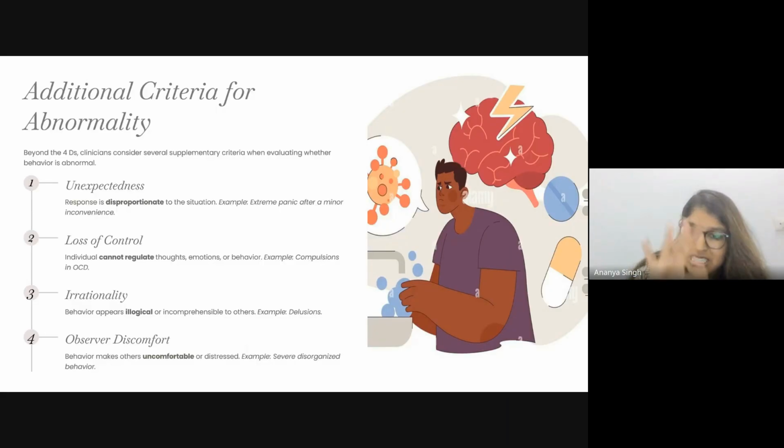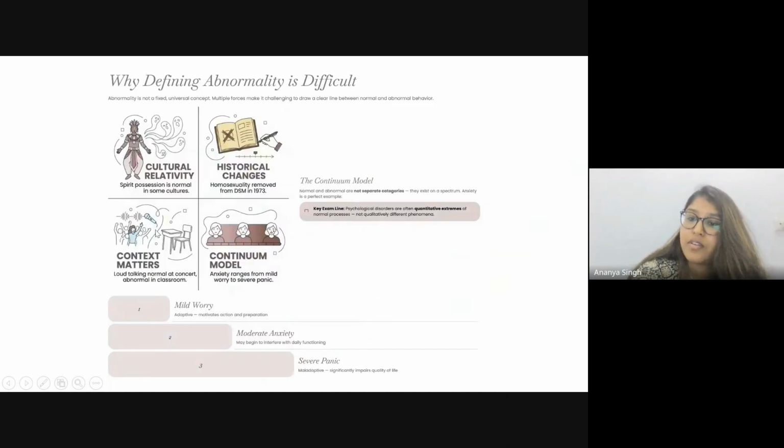Observer discomfort. Seeing them makes us feel also very uncomfortable. Say they are performing these very rigid compulsions. They're washing and washing and washing, and their hands are damaged from washing so much. It brings us a lot of discomfort and distress to see them like that. Or disorganized behavior in schizophrenia. It could go to extremes in terms of schizophrenia. That could also be one of the things that clinicians consider to call a behavior abnormal.